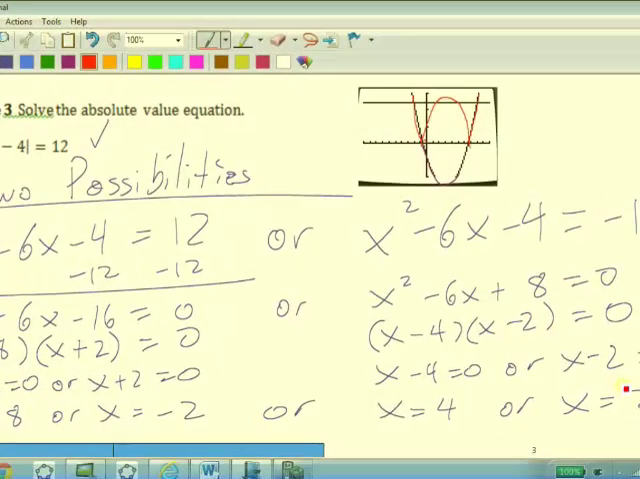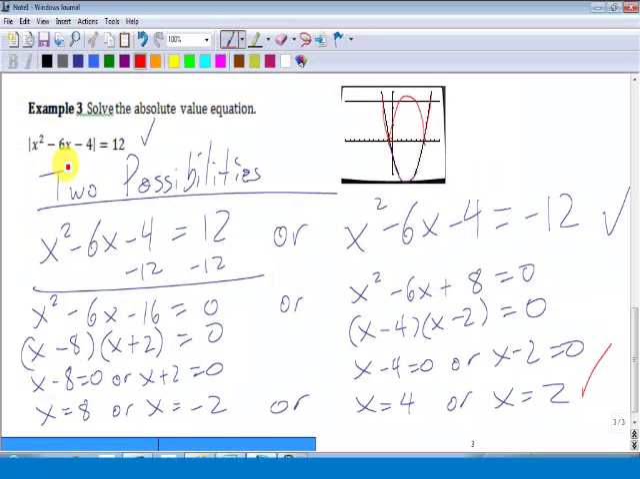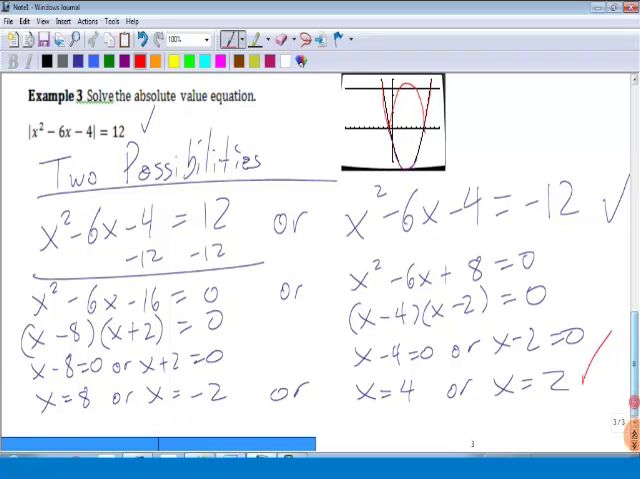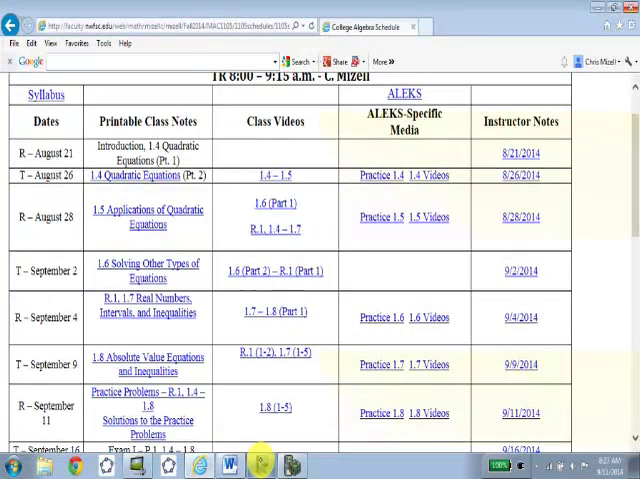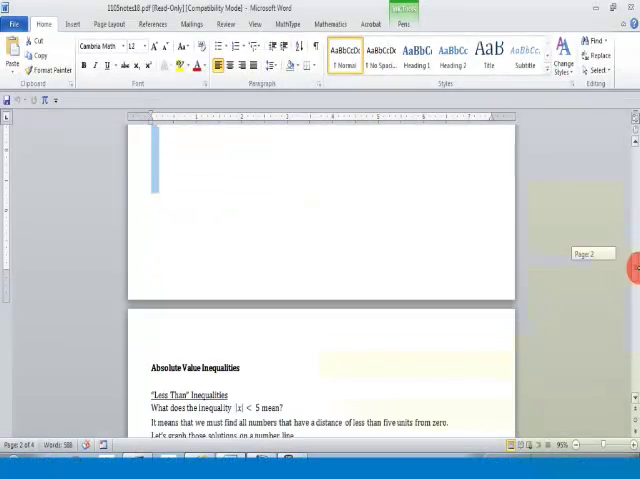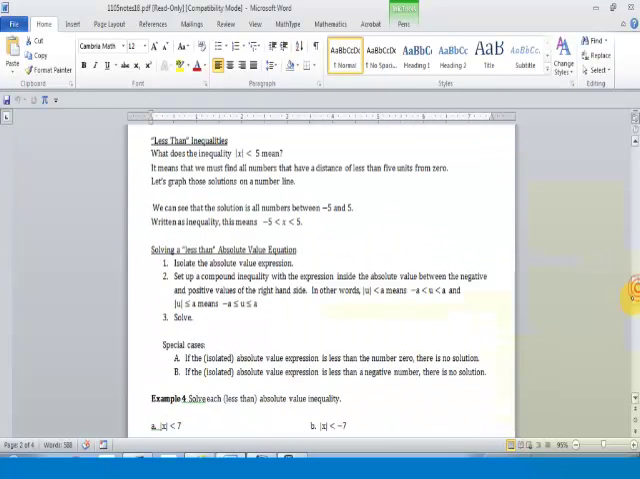So if you want the absolute value to be 12 and not just the expression itself, then there are the 2 possibilities where the expression could be 12, but there are also the 2 possibilities where the expression could equal negative 12. So make sure that you rewrite it and consider all possibilities in a situation like this. That should just about take us to inequalities, yes.